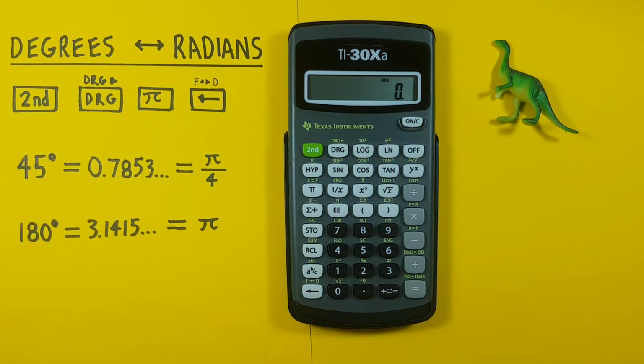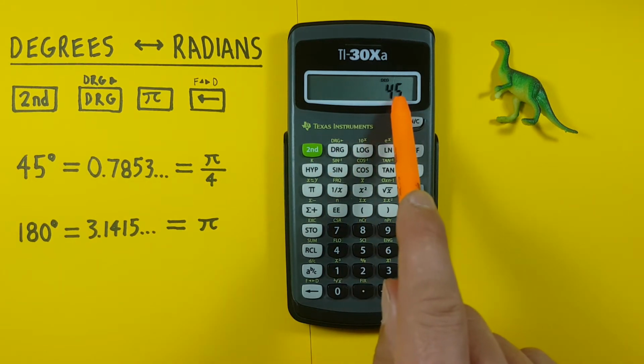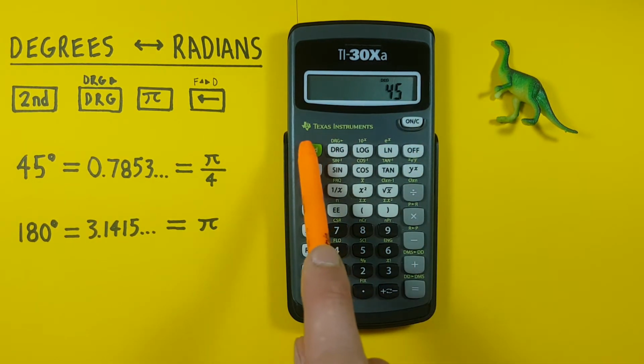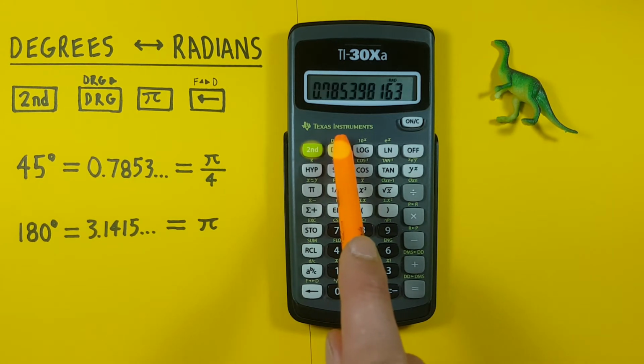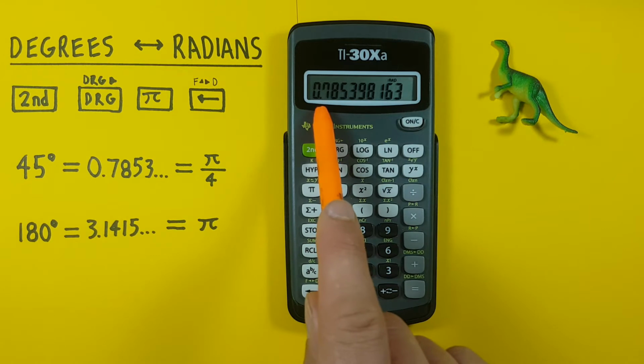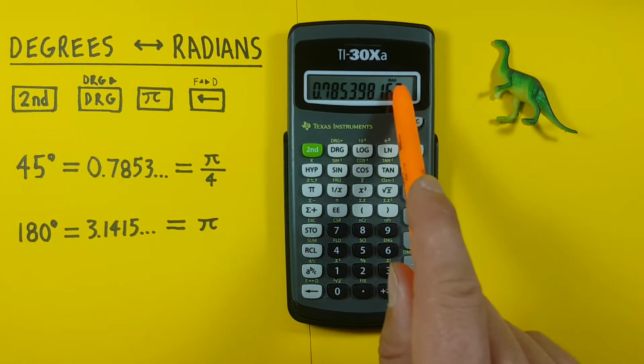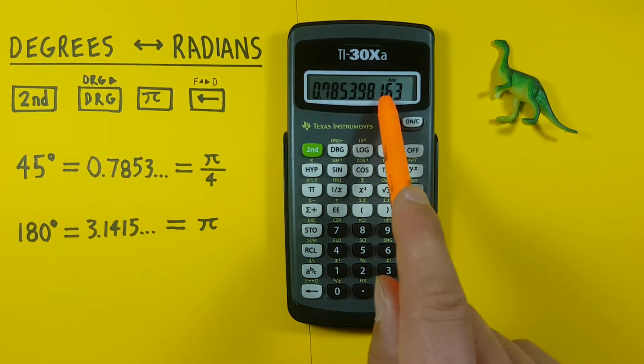Now we enter our 45 degrees, and now we can convert this between degrees, radians, and gradients with the DRG second function. So right now we have 45 degrees. If we press second DRG, you see that changes to our big decimal here, 0.7853, etc. And at the top we see radians. So this is our radians as a decimal.